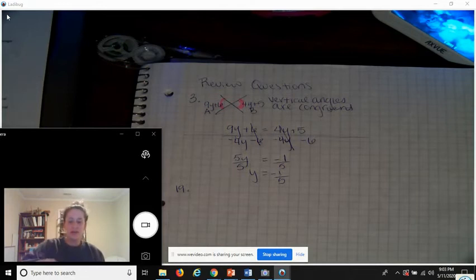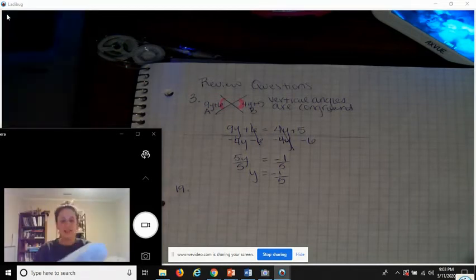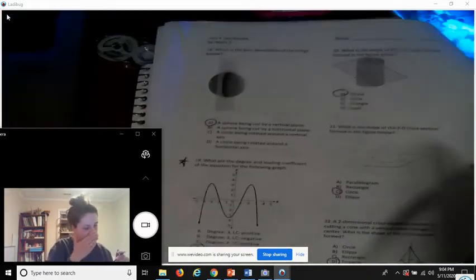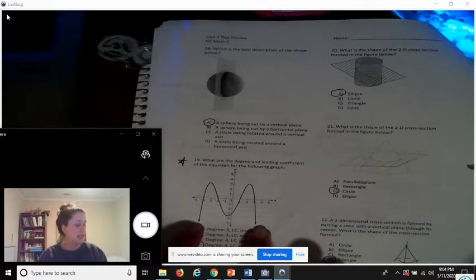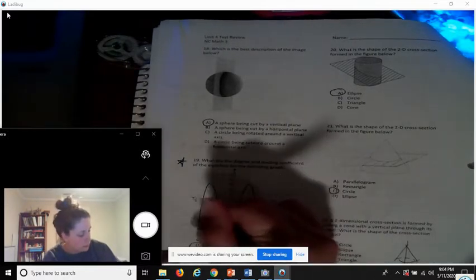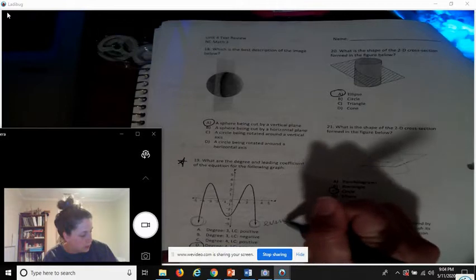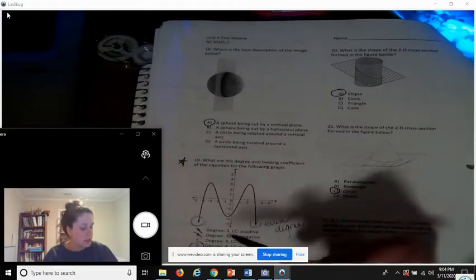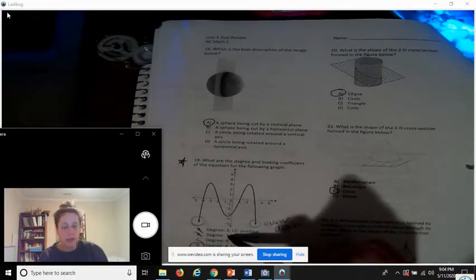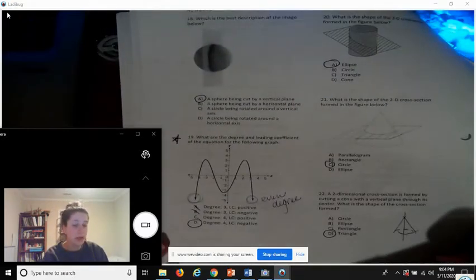Okay, so 19. Oh, I didn't even turn the page. I'm sorry, guys. So 19, this guy right here. It says, what are the degree and leading coefficient of the graph of the following equation? Okay, so because both end arrows face the same direction, it's an even degree. This means it cannot be A, it cannot be B, because 3 and 3 are both odd degree values. So it has to be either C or D.